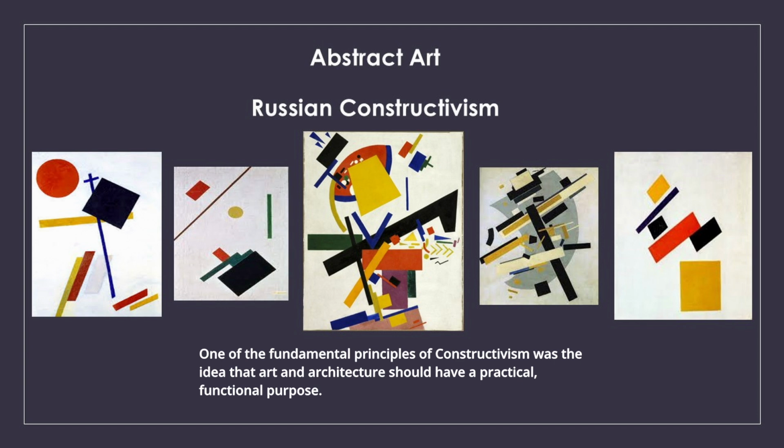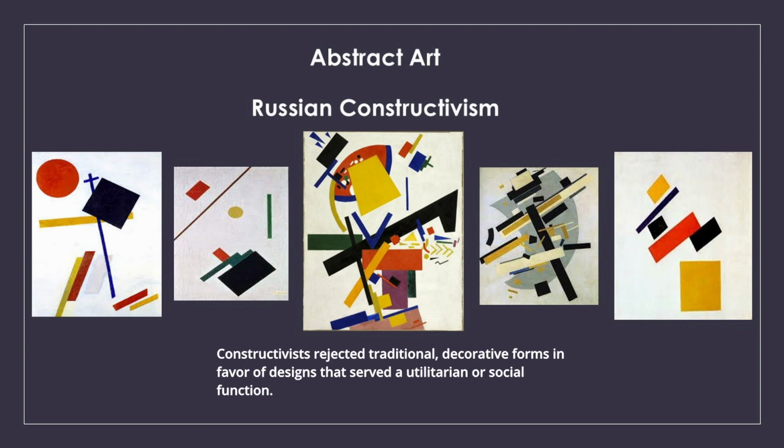One of the fundamental principles of constructivism was the idea that art and architecture should have a practical, functional purpose. Constructivists rejected traditional, decorative forms in favor of designs that served a utilitarian or social function. Constructivist art often featured geometric shapes, bold lines, and a reduction of forms to their most basic elements.